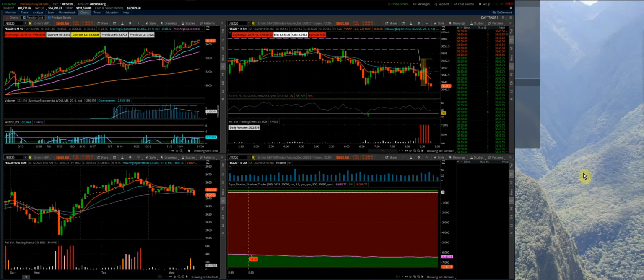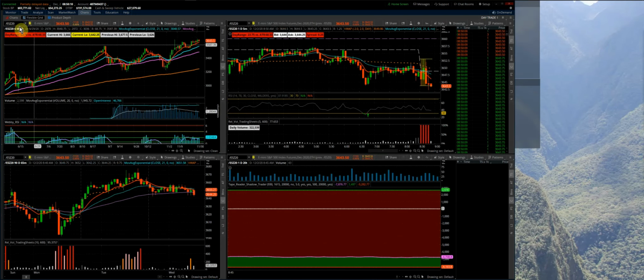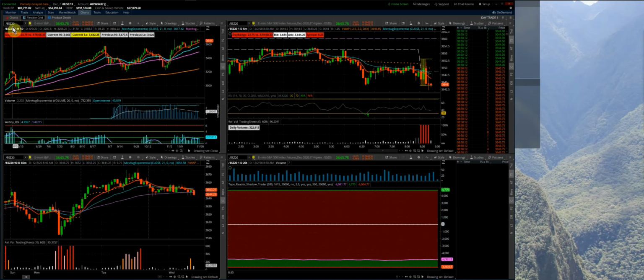This is the futures, ESZ20. It opened today down. It opened lower right here. This is the 65-minute candle. It's still in an uptrend, but it's kind of a little pullback to the 10-minute.